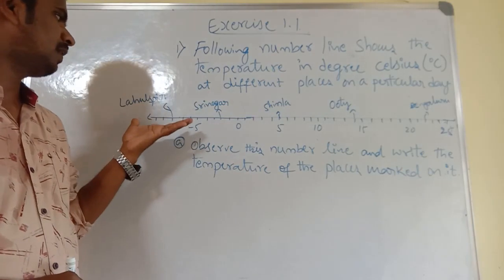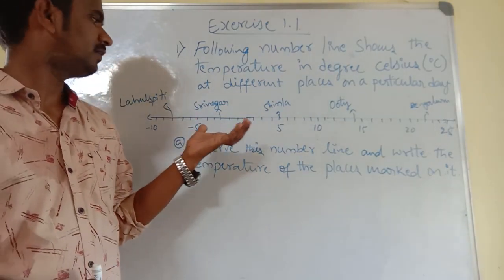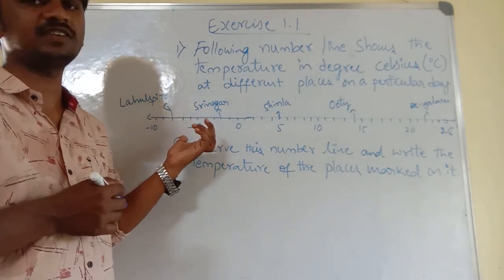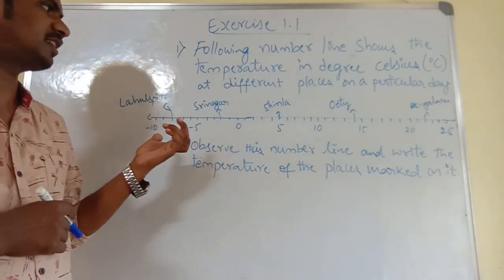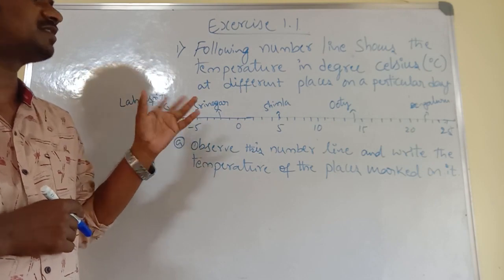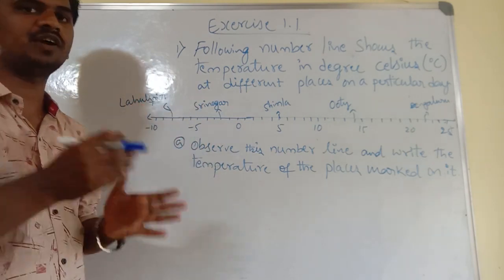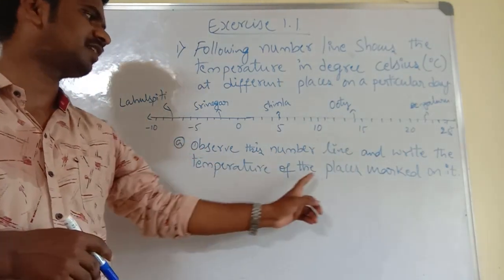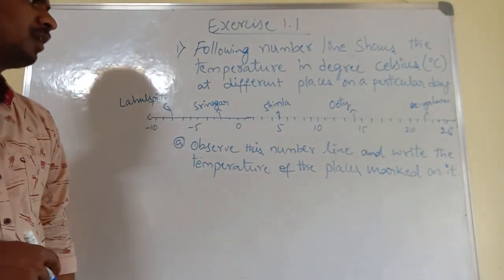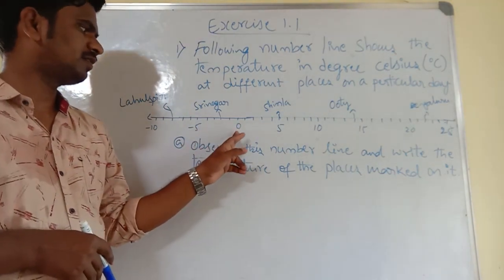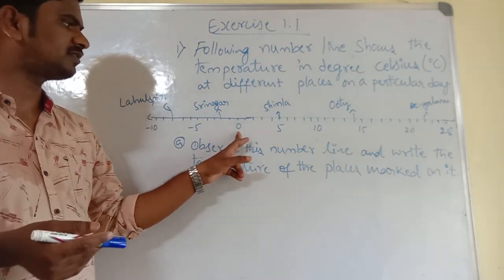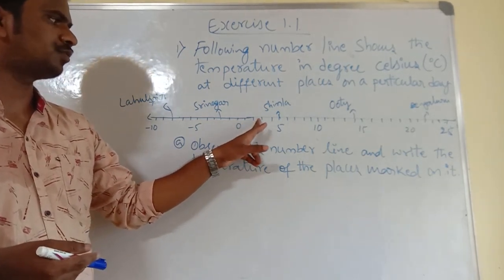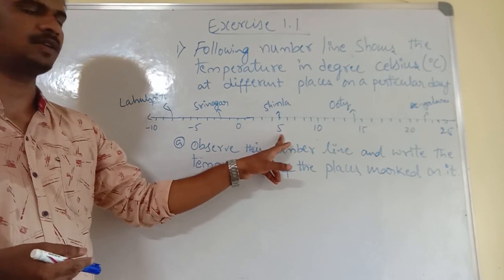Here they have given a number line consisting of temperatures in degrees Celsius, with some particular cities marked on it. The first question is: observe this number line and write the temperature of the places marked on it. We know that this is 0 and the right side has positive integers: plus 1, plus 2, plus 3, plus 4, and this one is plus 5.